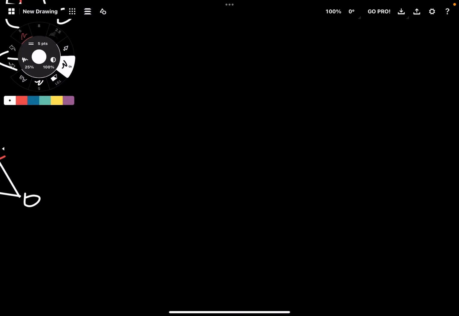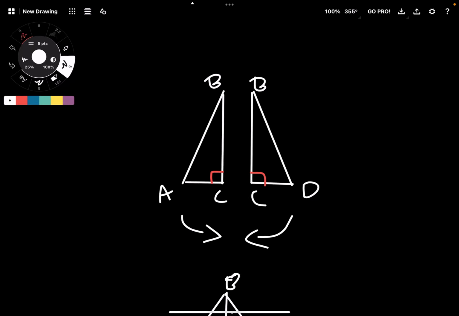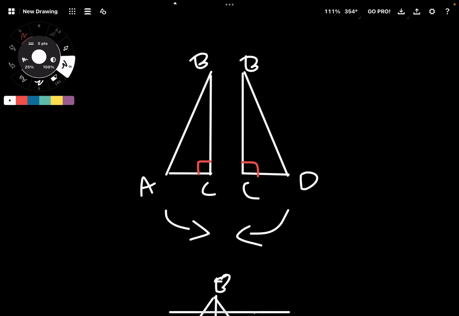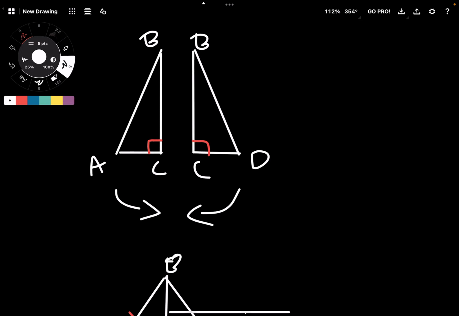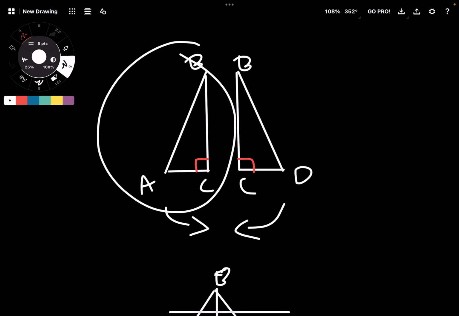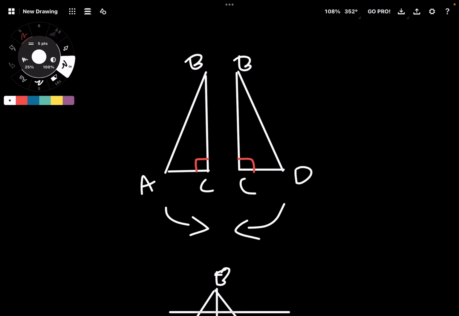Alright, I'm just gonna explain this for babies, alright? So here is what I'm trying to say. Imagine two right triangles. As you can see here, there's one right triangle over here and another over here.